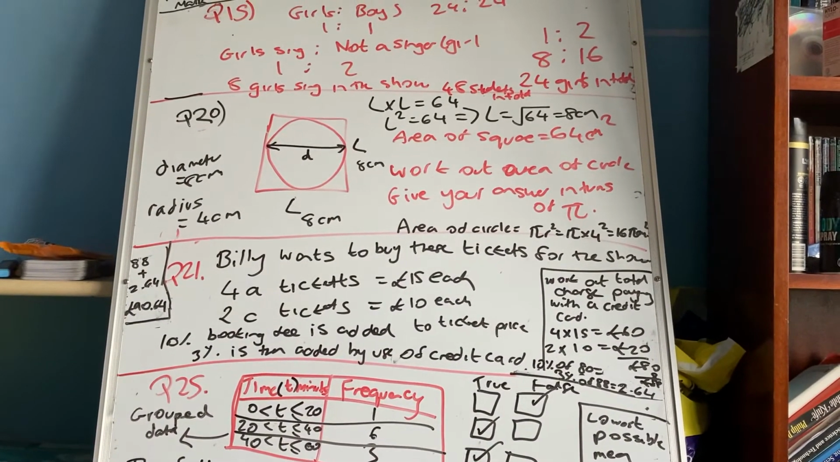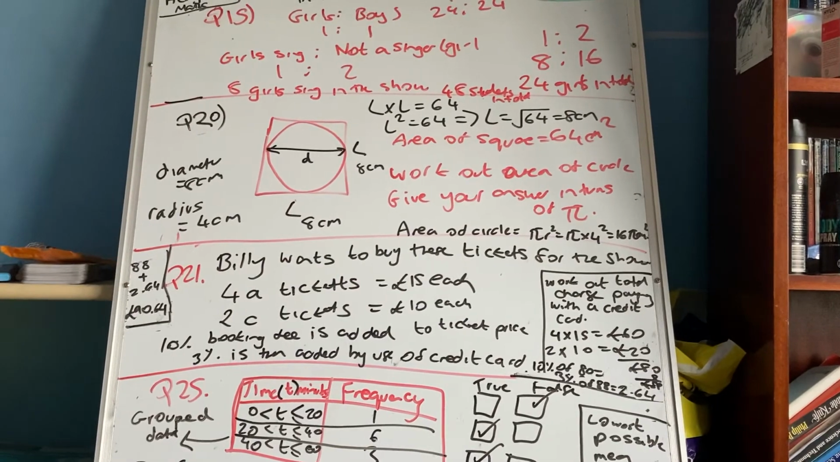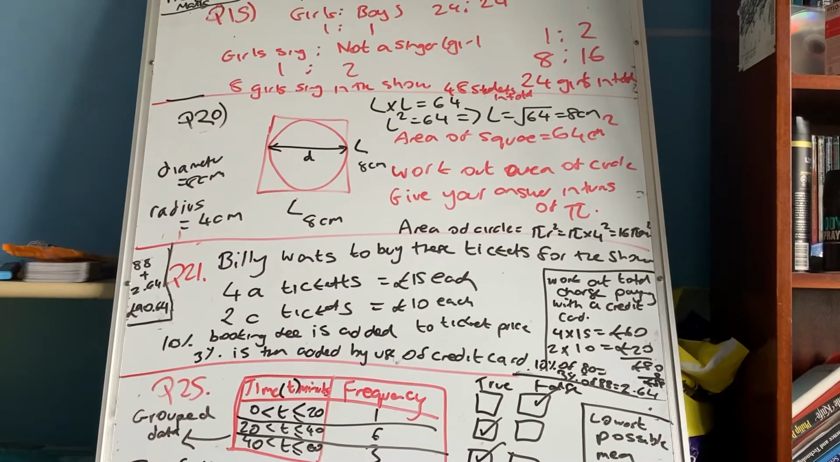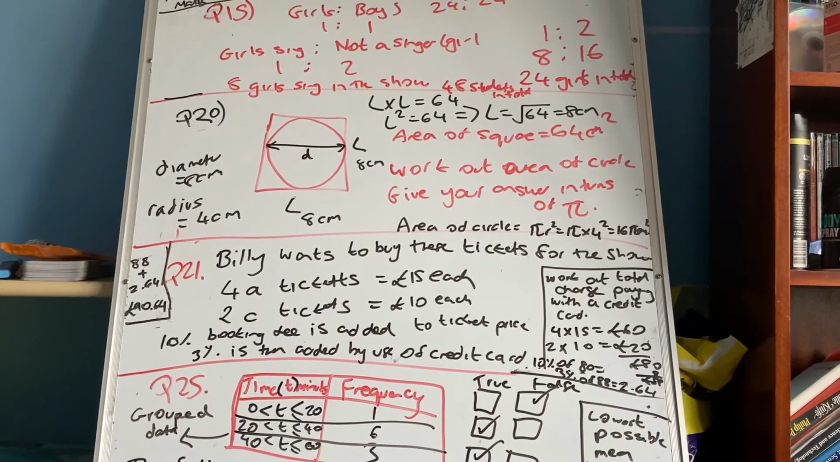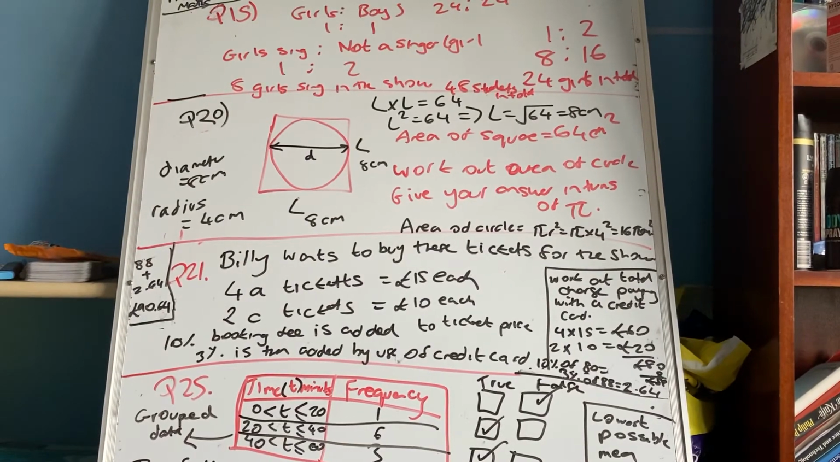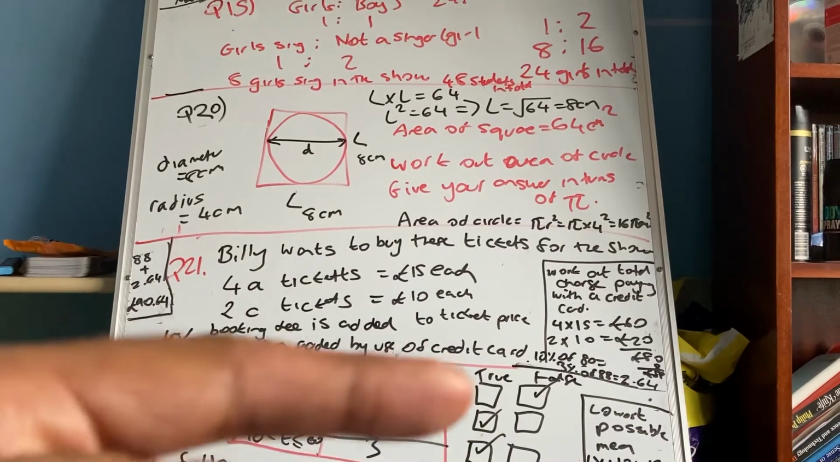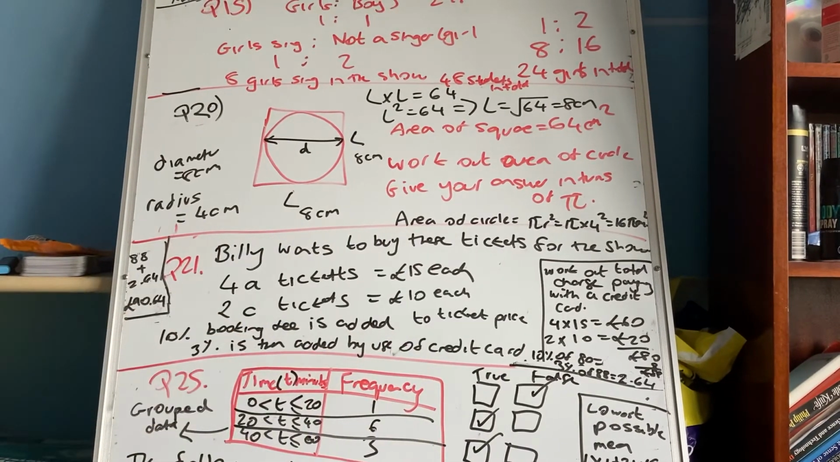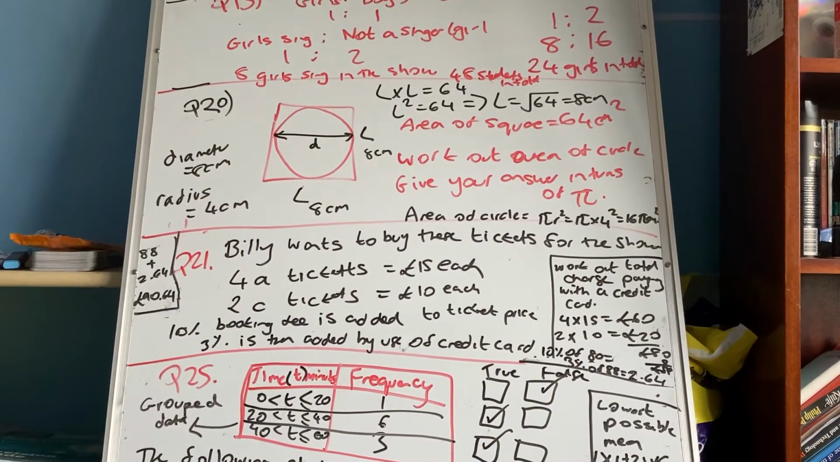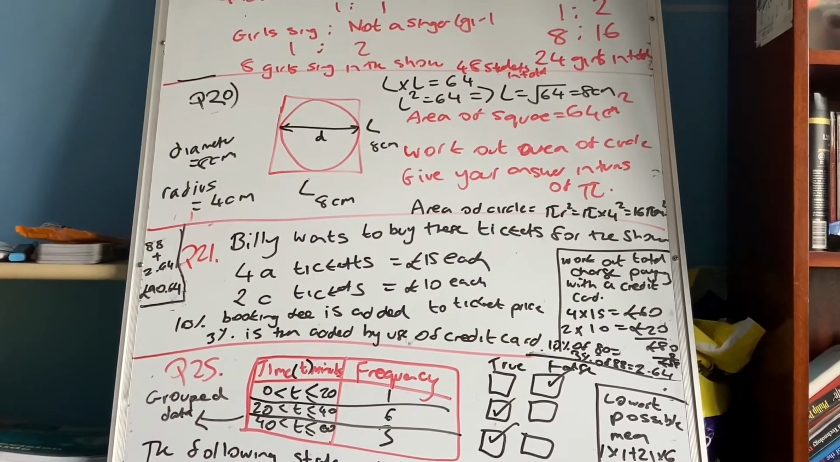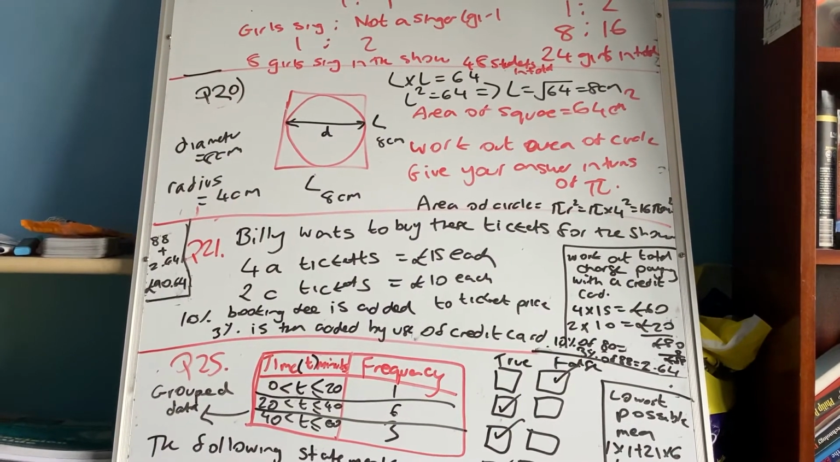And then it says 10% booking fee is added to the ticket price. Well, 10% of 80 is £8. 10% of 80 means that I do 80 divided by 10, which is equal to 8. So it's now 80 plus £8, which is £88 in total.